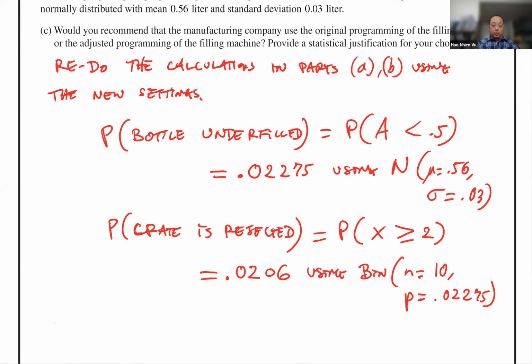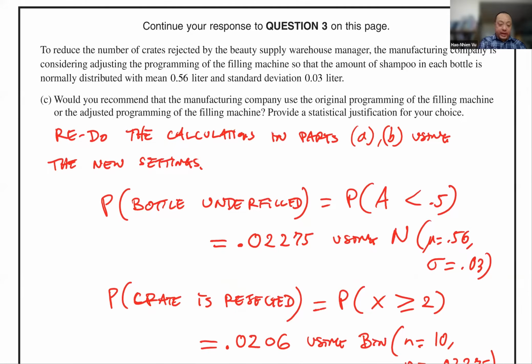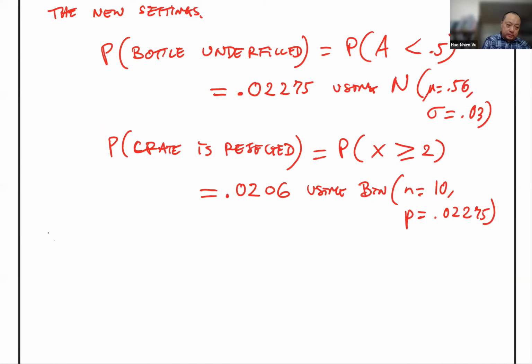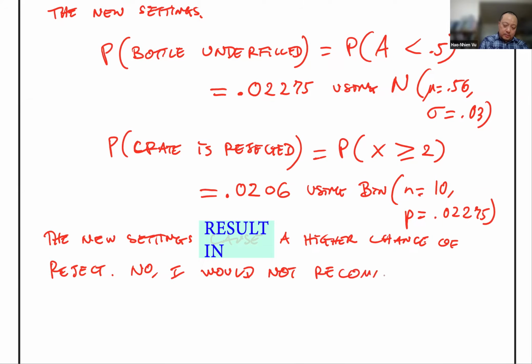They asked a verbal question. Would you recommend something? Then we have to answer that verbal question. A higher chance of rejection. No, I would not recommend the new programming.